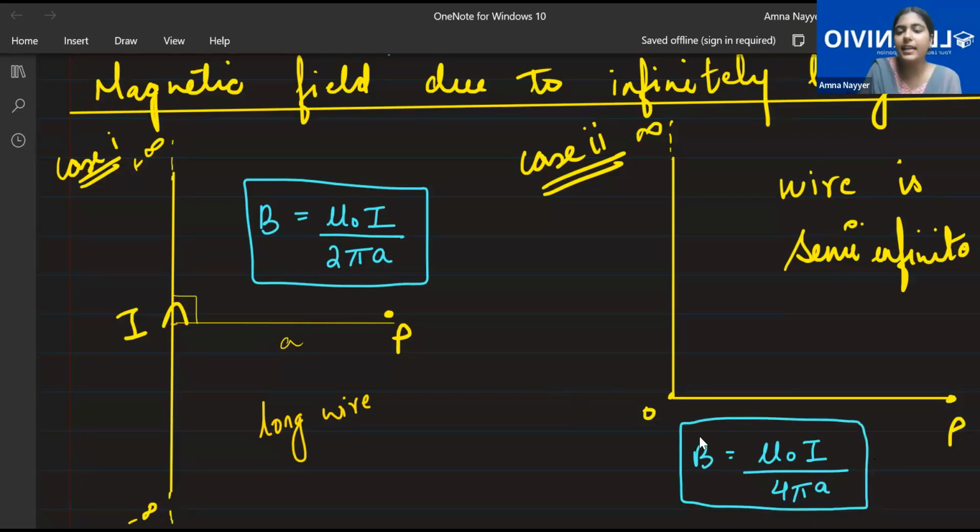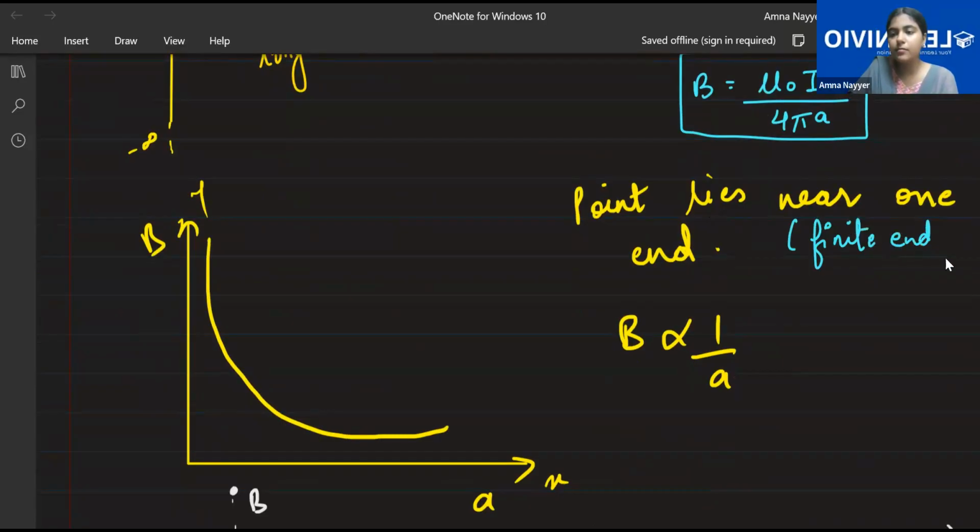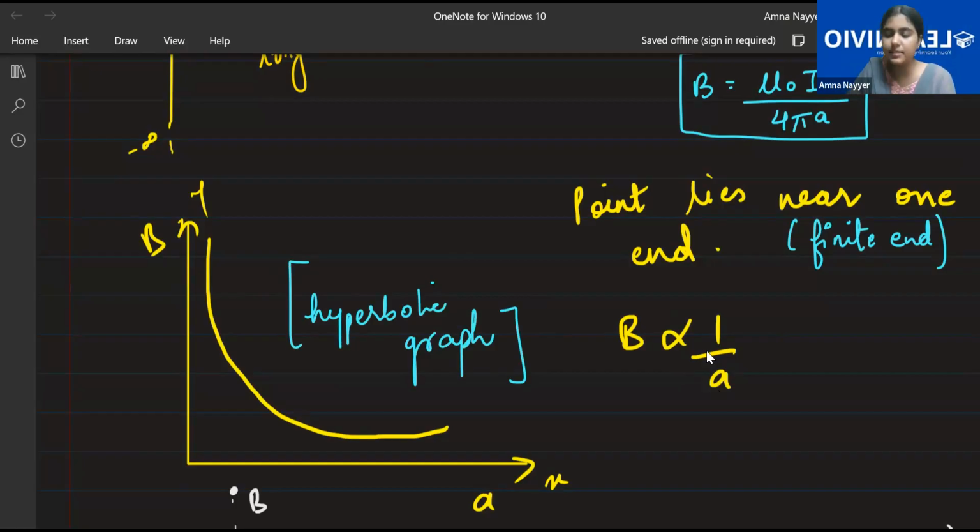So in both the cases, magnetic field is inversely proportional to A. And the point is lying near one end, and which end? One end means the finite end. For semi-infinite, semi means half. Half is infinity, the other half is fixed. So your point is lying at this half which is fixed. And the kind of graph you will get will be a hyperbolic graph because your magnetic field is inversely proportional to the distance.